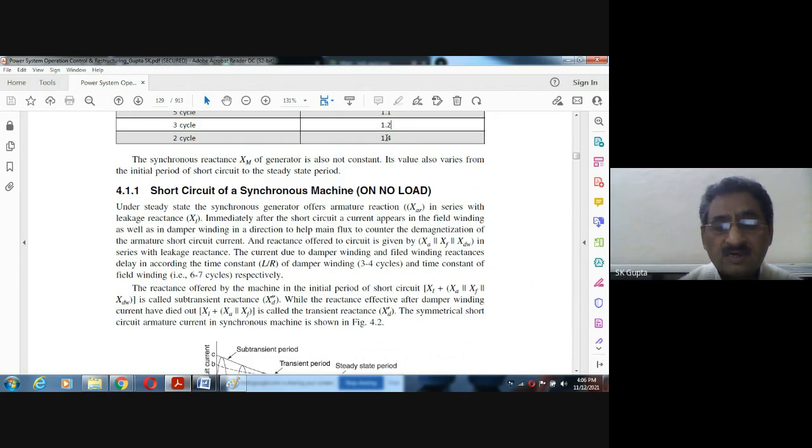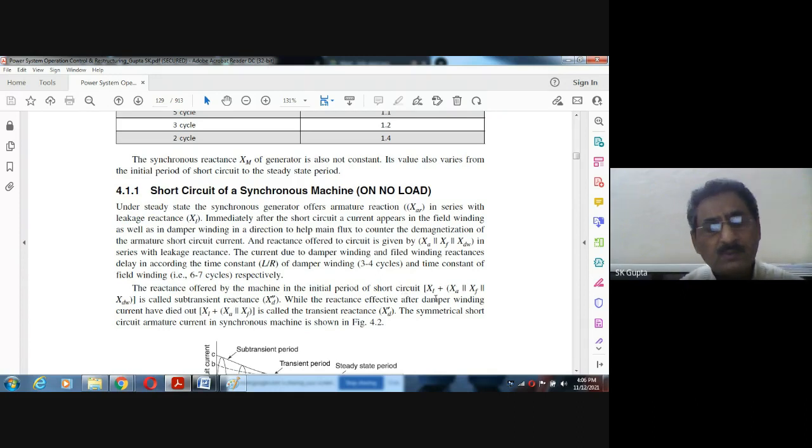So the net reactance, if you remember the configuration of the synchronous generator, the net reactance of the synchronous generator is given by XL, the leakage reactance, plus the armature reactance, field reactance, and damper winding reactance in parallel. This is the net reactance of the system.